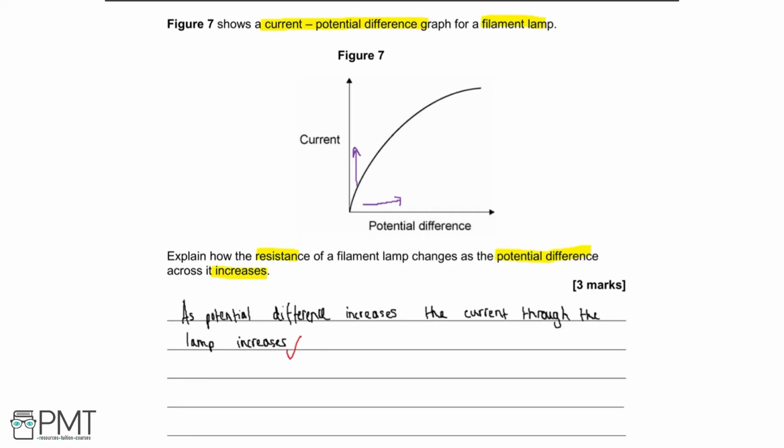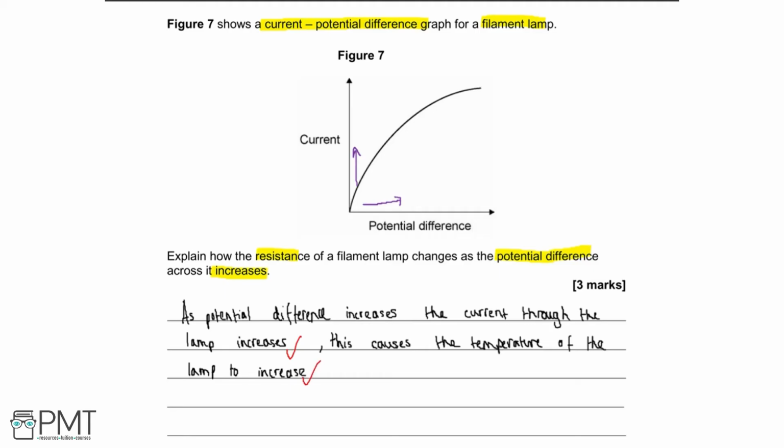What we then need to do is start linking this to resistance. And what we need to know about current is that when a current flows, this is the flow of electrons, this electrical energy, some of it is transferred to the thermal energy of the filament lamp, of the wire in that lamp. So as current increases, the temperature of the lamp also increases. This is our second mark.